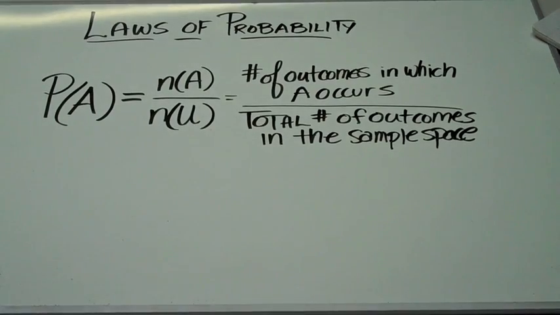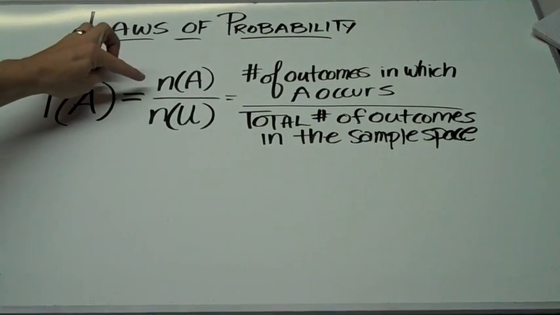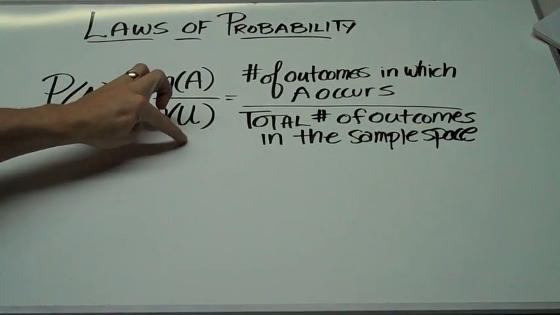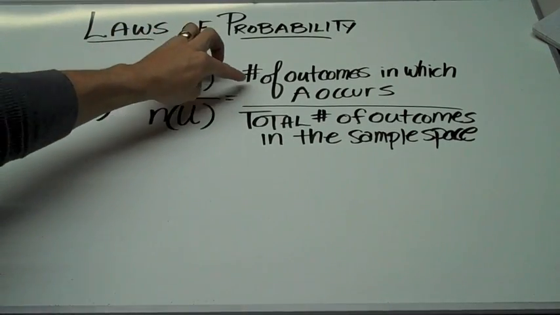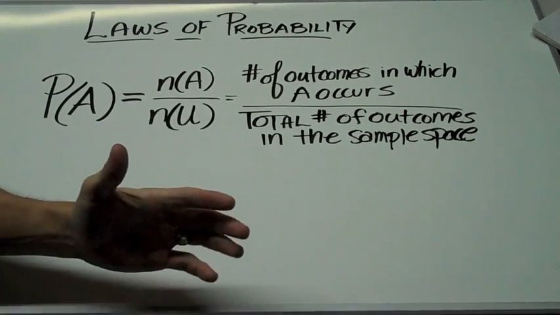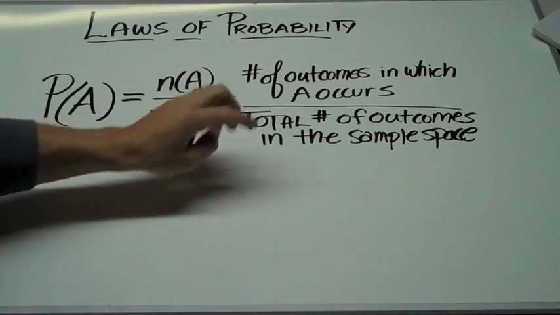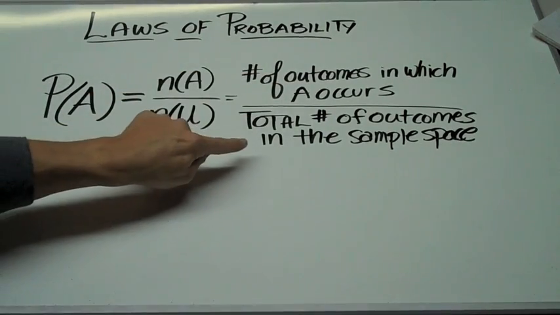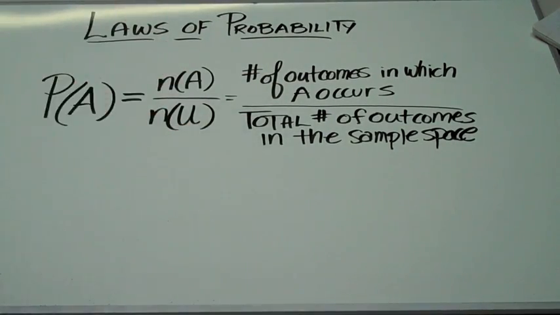What is the probability of a specific event A? Well, it's NA over NU, where NA is the number of outcomes in which the event A occurs divided by the total number of outcomes in the sample space. NU is the whole sample space.